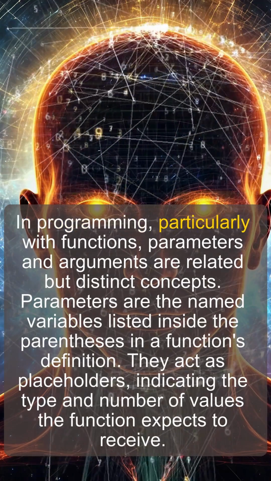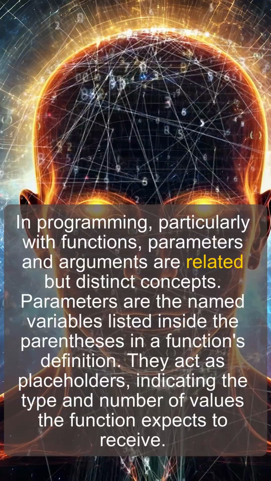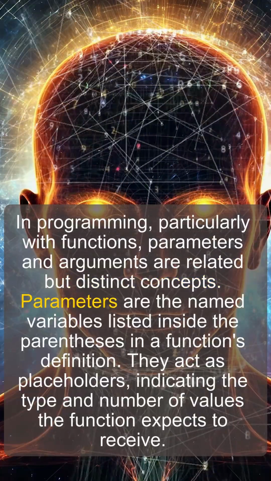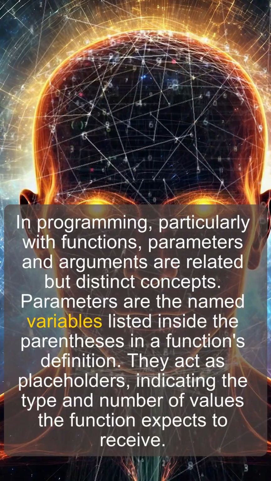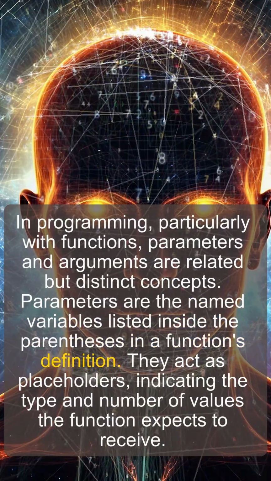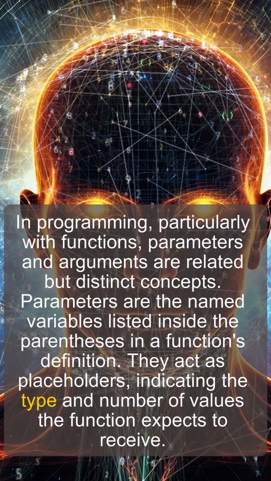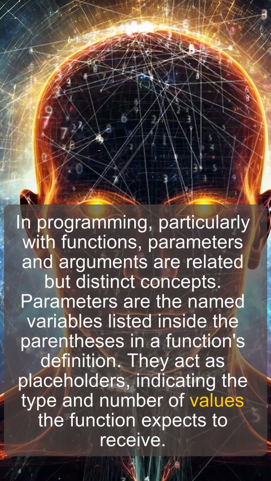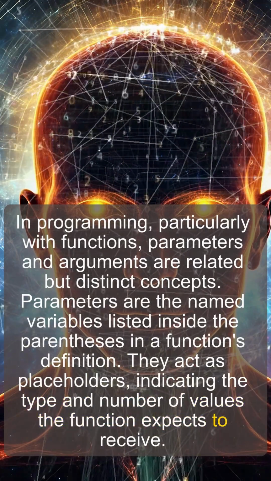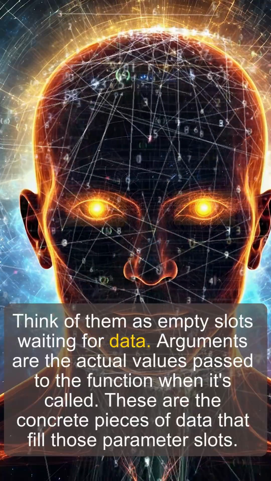In programming, particularly with functions, parameters and arguments are related but distinct concepts. Parameters are the named variables listed inside the parentheses in a function's definition. They act as placeholders, indicating the type and number of values the function expects to receive. Think of them as empty slots waiting for data.